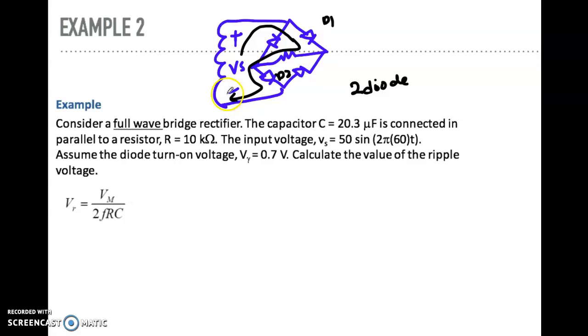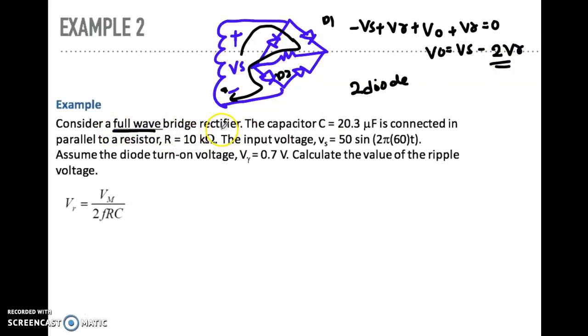So if you derive the equation starting from here, it becomes minus Vs plus V gamma plus here is actually your V out plus again V gamma equals 0. So you can get your V out is actually Vs minus, not only 1 V gamma, it becomes 2 V gamma, because this is what we call full wave bridge rectifier. Okay. So the question gives here C and R, and your input here from your secondary here is 50, the peak voltage here is 50 volt. Assume V gamma is 0.7, calculate the ripple voltage.